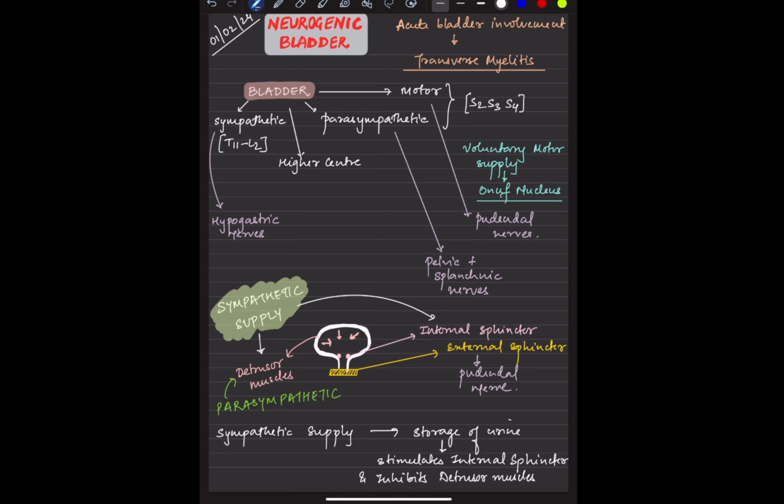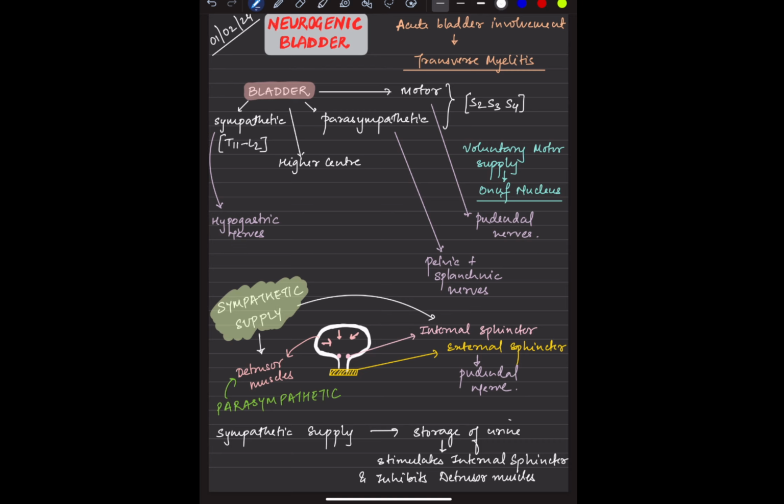Now coming to the sympathetic, we have T11 to L2, that is the supply which is actually the hypogastric nerve through which the sympathetic supply acts. Then we have the motor, that is actually S2, S3, S4, and it is the voluntary motor supply which is from the pudendal nerve. We call it the Onuf's nucleus. Then we have the parasympathetic, remember P for P. We have the pelvic splanchnic nerve to it, and then we have a higher center.